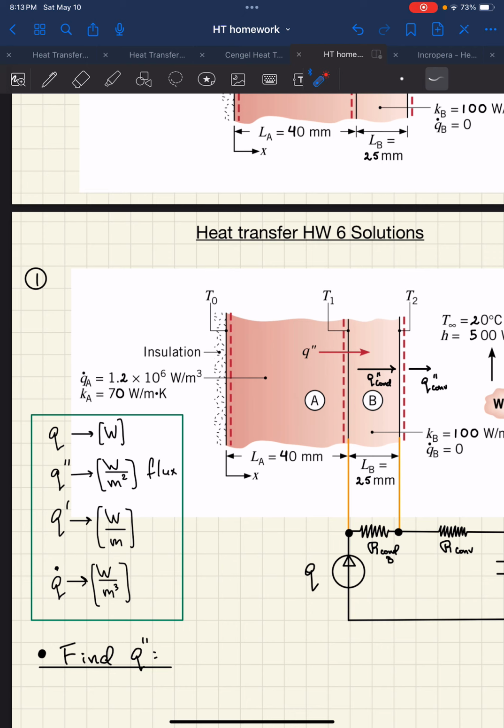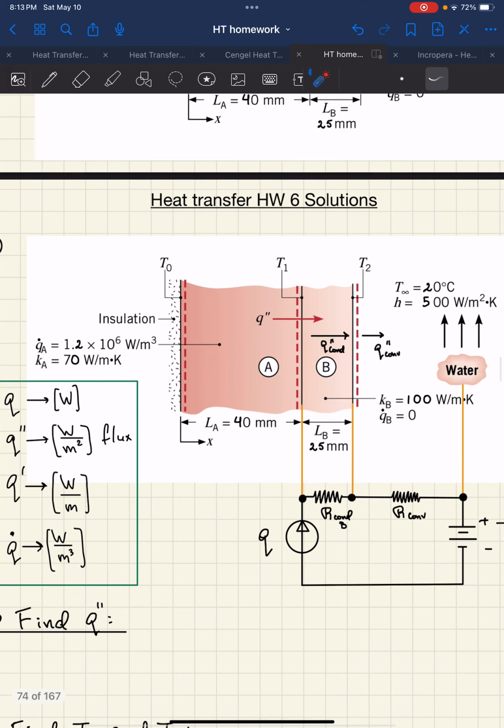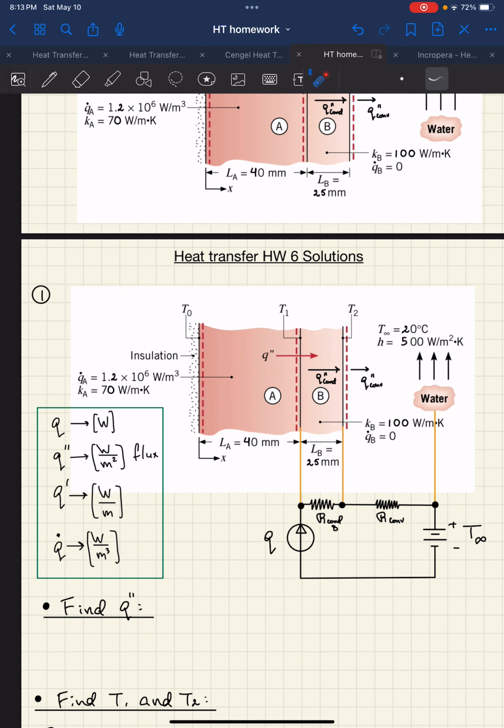This particular homework assignment requires you to be comfortable with the units and with converting between these different ways of writing the heat transfer. So, in this particular problem, you are given Q dot. Another thing to note is that thermal circuits are typically drawn with Q, not Q dot, not Q double prime, with Q.